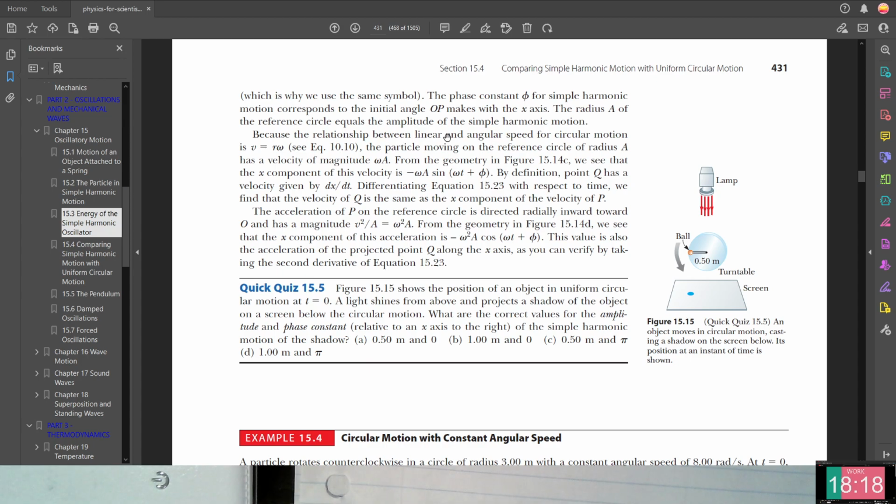The radius A of the reference circle equals the amplitude of the simple harmonic motion because the relationship between linear and angular speed for circular motion is v equals r omega. Velocity equals the radius multiplied by omega.